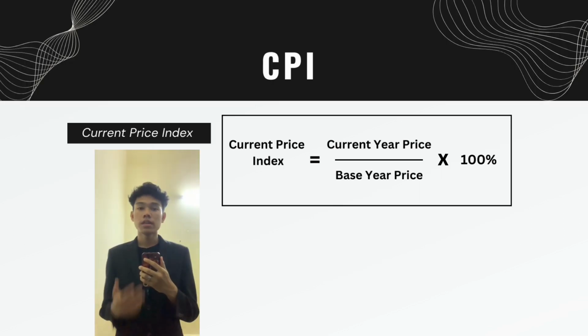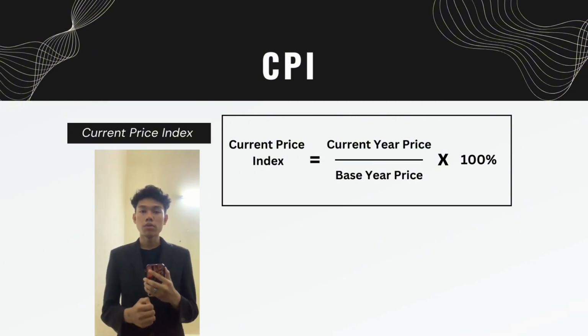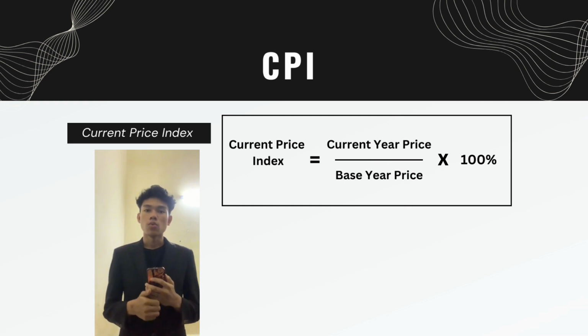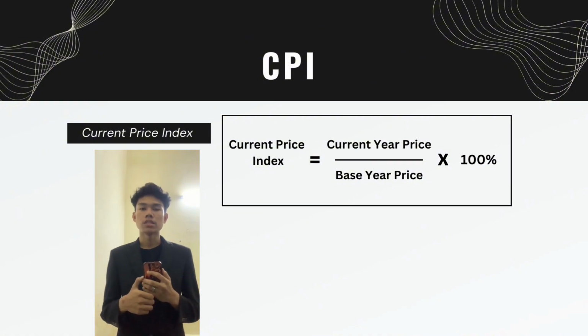To calculate the inflation rate, we must calculate the CPI first. The meaning of the CPI is the current price index. The formula of the current year price index is: current year price divided by base year price, and then times 100%. Then we can get the current year price index.